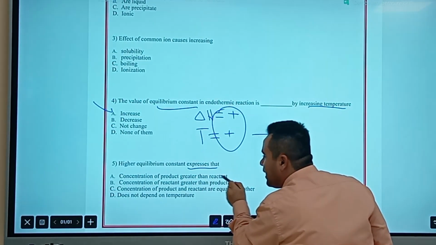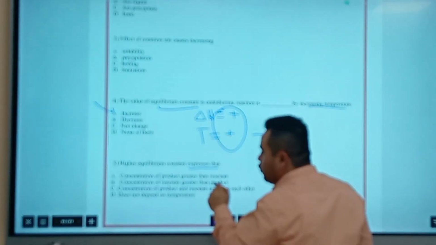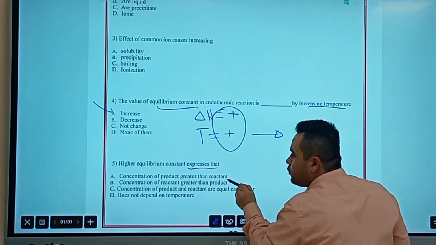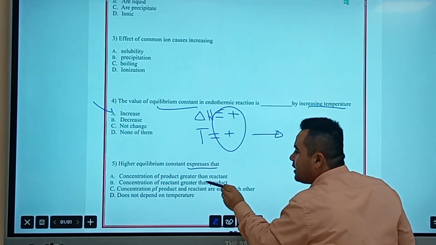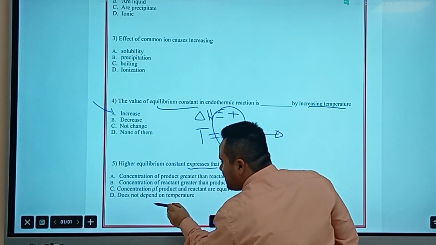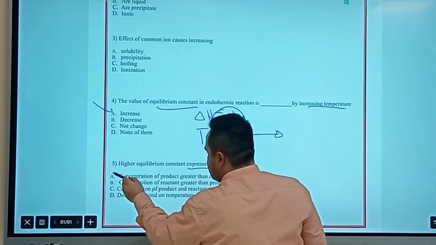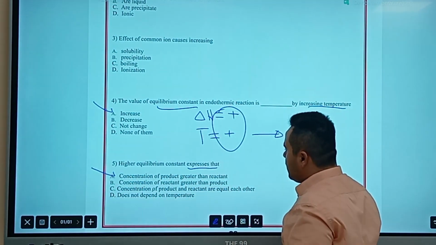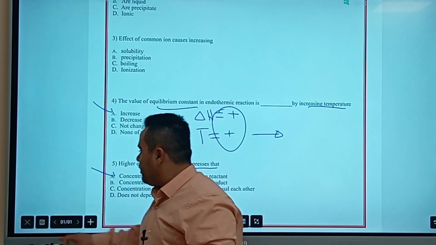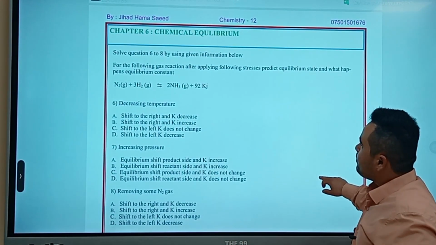A higher equilibrium constant expresses a higher value of K. Is the concentration of product greater than the reactant? Yes. Is the concentration of reactant greater than product? No. Are the concentrations of product and reactant equal? No. Does it not depend on temperature? No. So this is the concentration of product greater than reactant when equilibrium is reached.